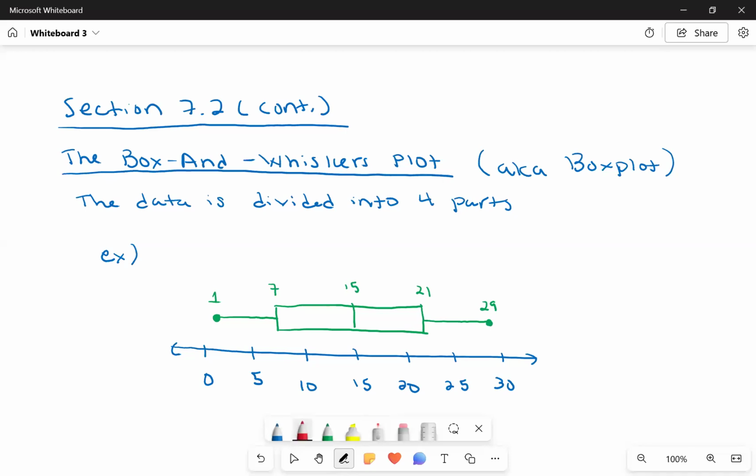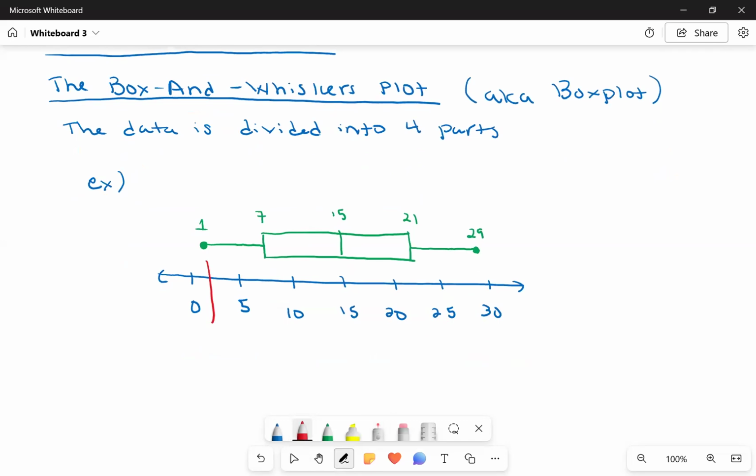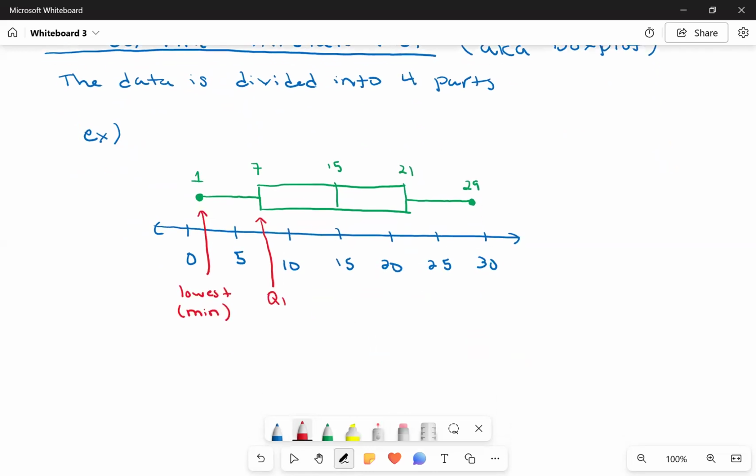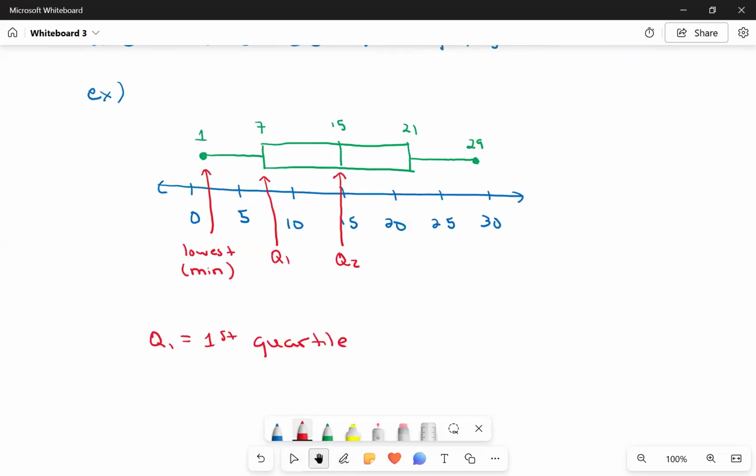But it comes from 5 key pieces of information. This, which is the lowest value, happens to be what I'm going to refer to as the minimum, but I'm going to abbreviate it MIN. This is what they're going to call Q1. Q1 is what's referred to as the first quartile, because it's the first marker of the first fourth. The second one here is Q2, or the second quartile.